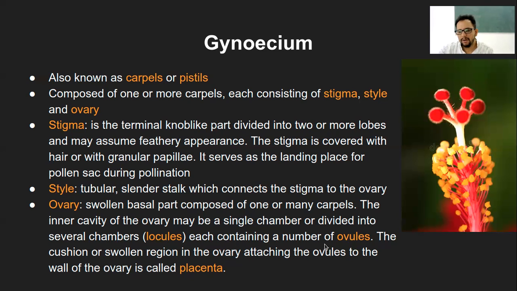So each locule will contain a certain number of ovules, and the cushion or swollen region in the ovary attaching the ovules to the wall of the ovary is called the placenta. Now the ovules of these ovaries are attached to the inner walls of the ovary, and that extended stalk from the ovule to the inner wall of the ovary, which is more cushion-like, is called the placenta. Like even in humans, how we have a tubular attachment from baby to mother, right? That is placenta.